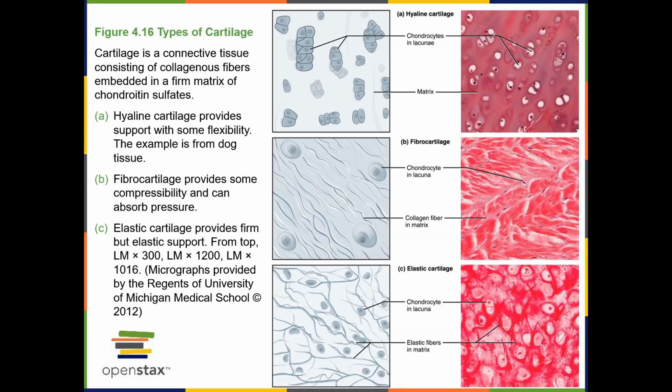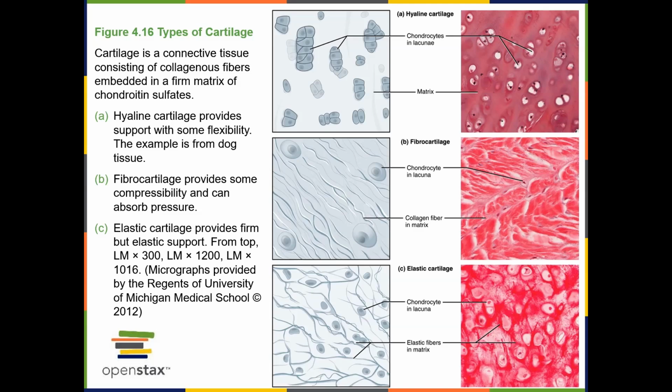Elastic cartilage has a high density of elastic fibers in its matrix. These fibers allow elastic cartilage to be bent and then spring back to its original shape. Elastic cartilage is found in the ear. The external portion of the ear, known as the pinna, can easily be deformed because it has elastic cartilage and it will return to its original shape.